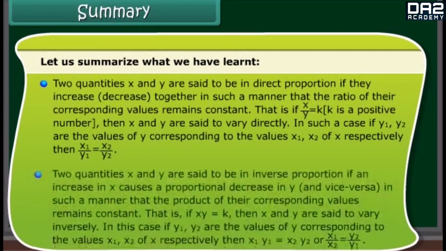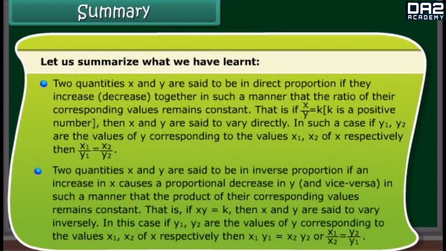upon y2. Two quantities x and y are said to be in inverse proportion if an increase in x causes a proportional decrease in y, and vice versa, in such a manner that the product of their corresponding values remains constant. That is, if xy is equal to k, then x and y are said to vary inversely. In this case, if y1, y2 are the values of y corresponding to the values x1, x2 of x respectively, then x1 y1 is equal to x2 y2, or x1 upon x2 is equal to y2 upon y1.